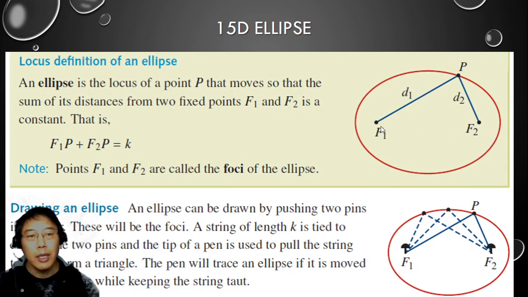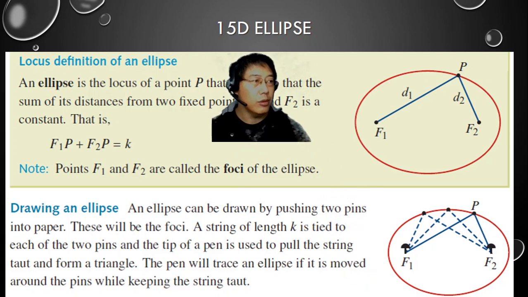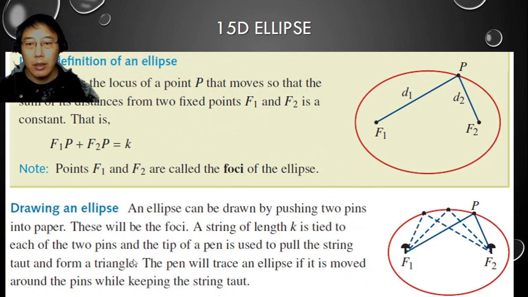Just below, imagine this is a piece of string. You link it to two fixed points, you get a pen at that end, and you move it around. That is what leads to how you construct it down here.